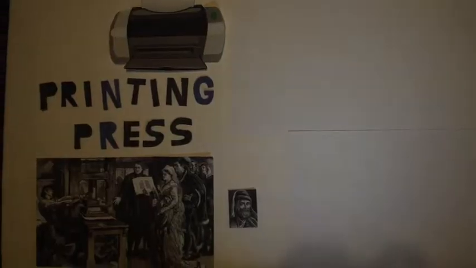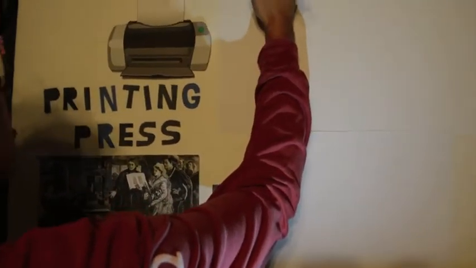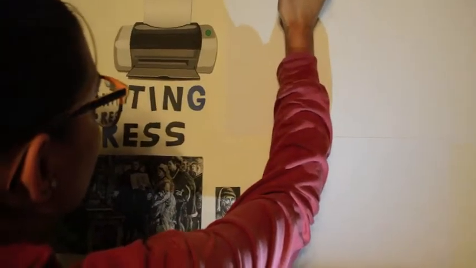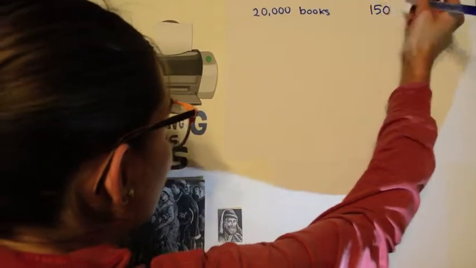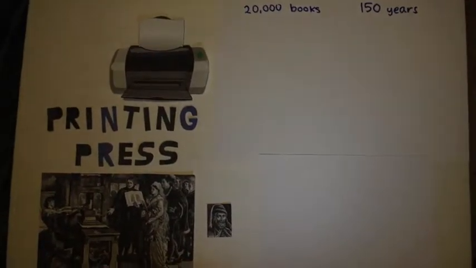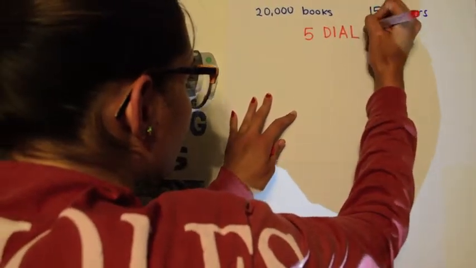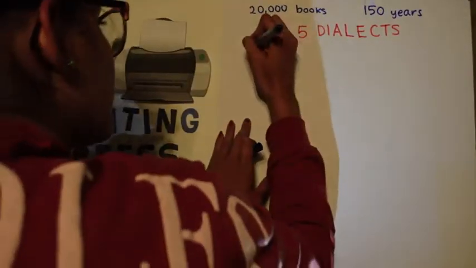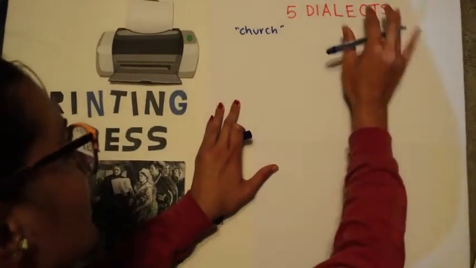A man named William Caxton introduced the printing press to England in 1476. The first book published was called The Recoil of the Histories of Troy. It wasn't long before the industry boomed and 20,000 books were printed in 150 years. As books were mass-produced, literacy improved, and books in the English language gained popularity.